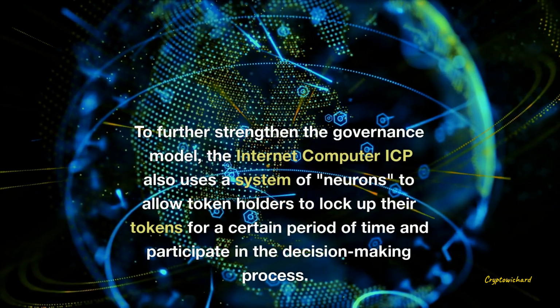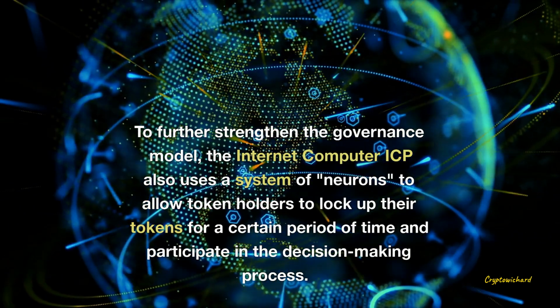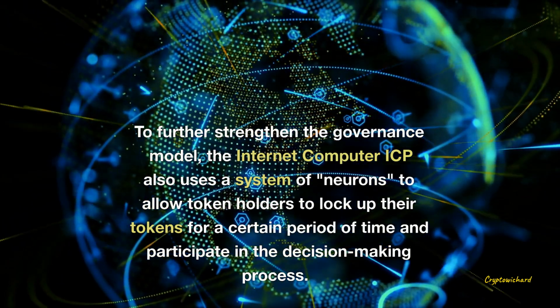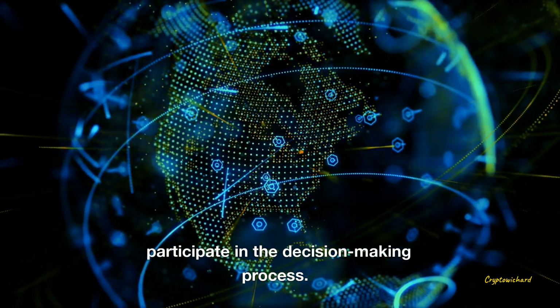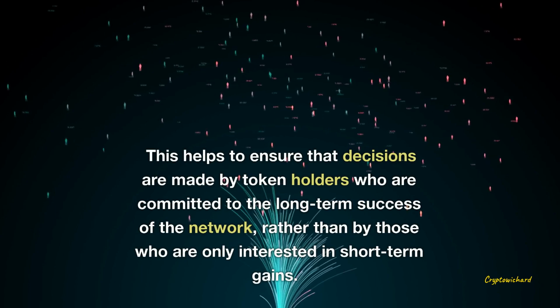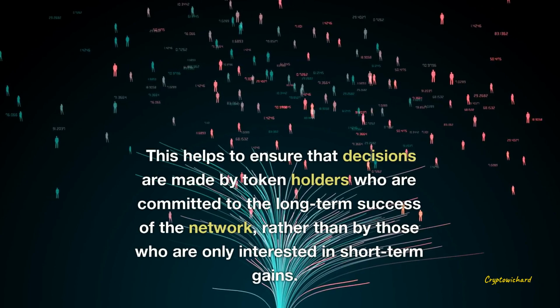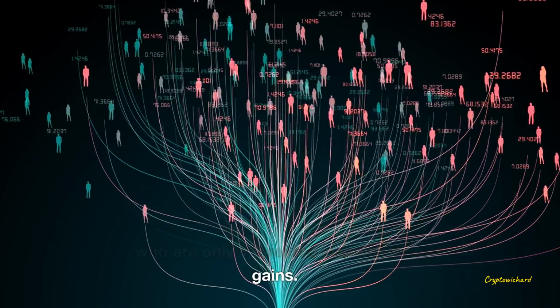To further strengthen the governance model, the Internet Computer ICP also uses a system of neurons to allow token holders to lock up their tokens for a certain period of time and participate in the decision-making process. This helps to ensure that decisions are made by token holders who are committed to the long-term success of the network, rather than by those who are only interested in short-term gains.